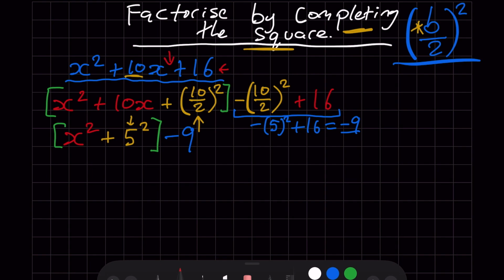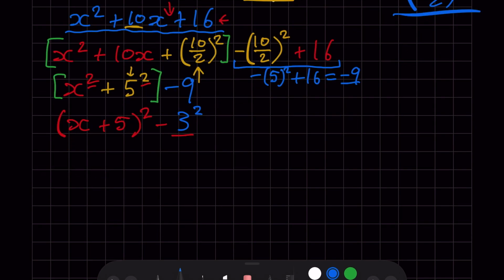Now we can do one more little thing here. We can take this, because they both have a squared there, we know then that it is going to be x plus 5 squared. And I also want us to have a number here that is squared, but that number needs to equal this 9. So we should be able to work out that 3 squared is equal to 9. So I'm going to put that 3 squared there. Almost there, 2 steps to go.